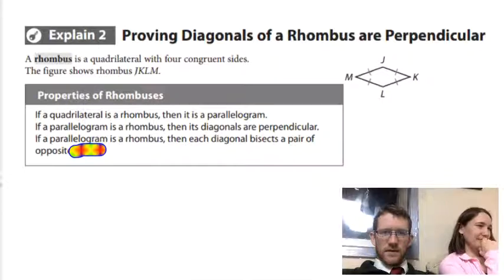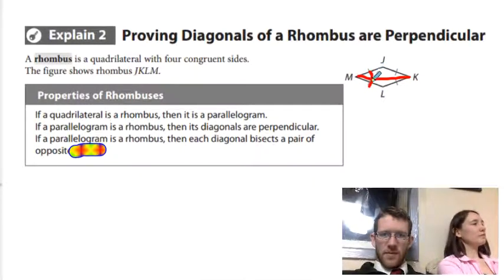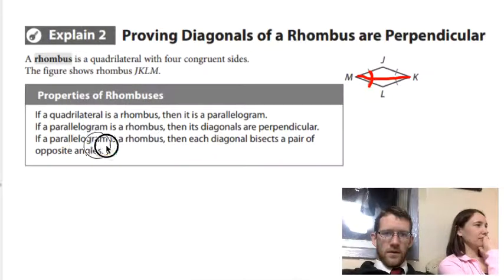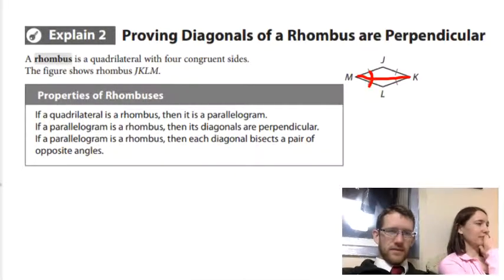And then finally, one other one. What is this? It's a little more clear here. When you draw the diagonals, the angles are actually bisected. So by drawing that diagonal, I bisect this angle here. So opposite angles get bisected.